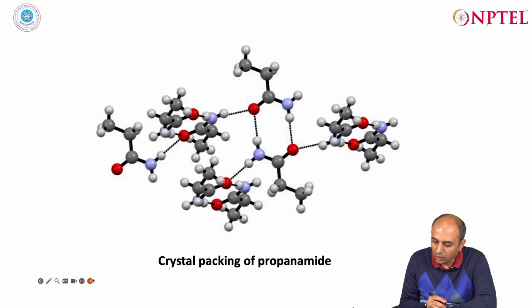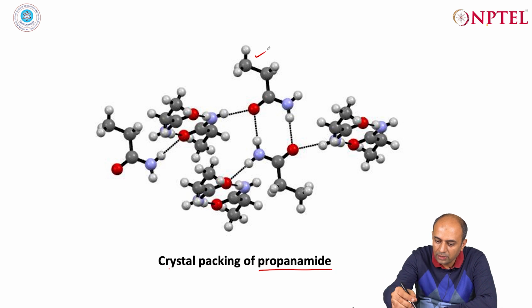Now, in this example we will demonstrate the crystal packing of the compound propanamide. So, propanamide, CH3CH2CONH2, and here you can see that the steric bulk increases, you have an ethyl group. Nevertheless, it wants to maximize the hydrogen bonding. So, you have the N-H...O hydrogen bond here, the N-H...O hydrogen bond here, and then again you have this N-H...O hydrogen bond.